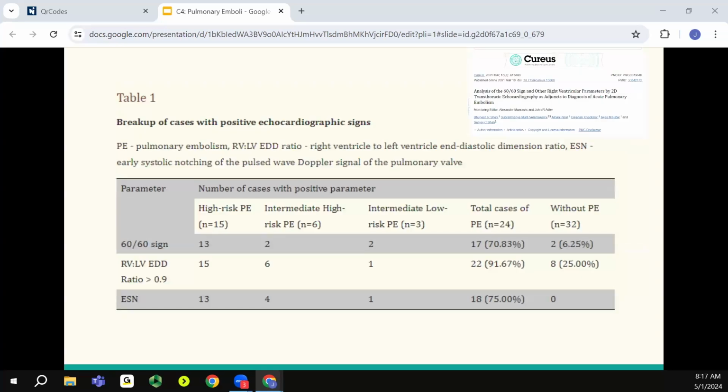When you break these down to look into the high risk, intermediate, and low risk PEs, unsurprisingly, most of these signs were seen in the higher risk PEs, the sicker patients, which is to say that we should expect to see them more in our high risk patients, and these low risk patients who maybe are normotensive and don't have any other signs of RV dysfunction are not necessarily going to have this. But again, we just talked about the fact these are not very sensitive studies. They're specific for PE.